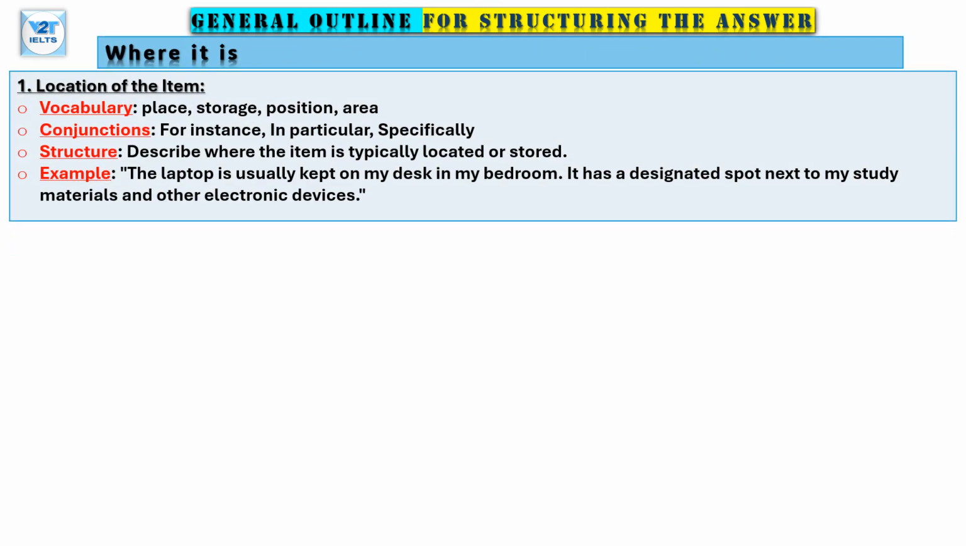Where it is. 1. Location of the item. Vocabulary: place, storage, position, area. Conjunctions: for instance, in particular, specifically. Structure: describe where the item is typically located or stored. Example: the laptop is usually kept on my desk in my bedroom. It has a designated spot next to my study materials and other electronic devices.